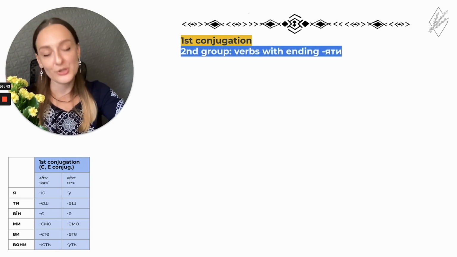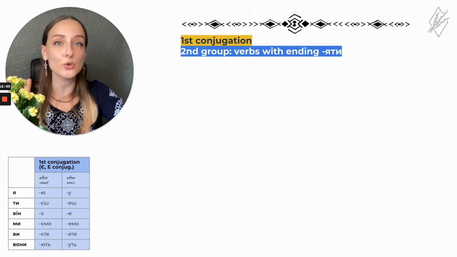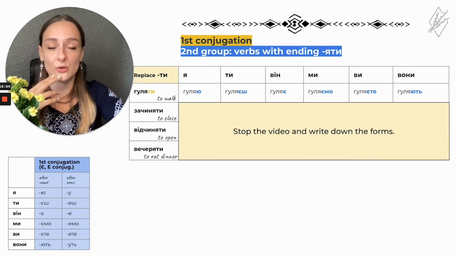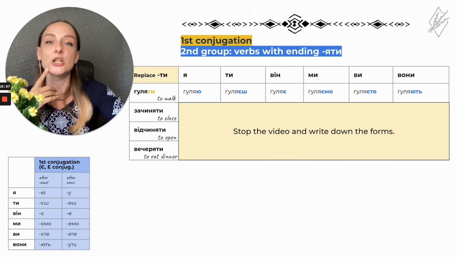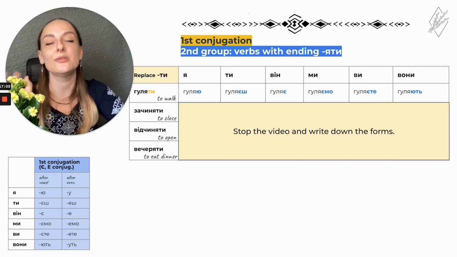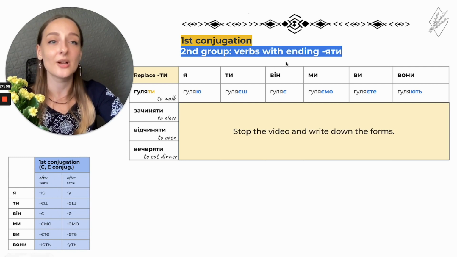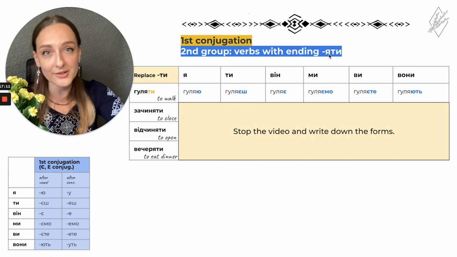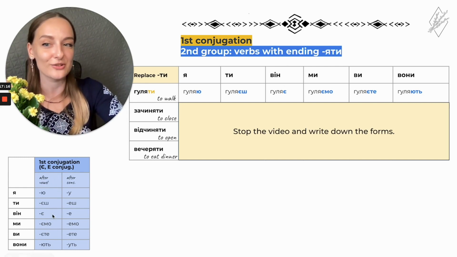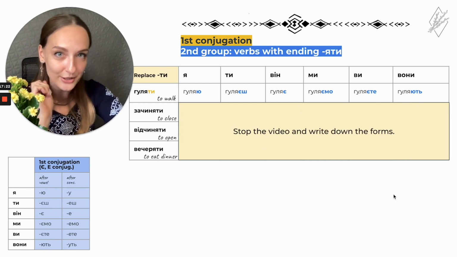Second group, for the first conjugation, ending yati. There are not so many of them, especially on A1 level, but still we need to know what to do with them. So, the same as for ending ati, if it's a rule, we need to drop ending ti and to use first set of endings, because there will be letter ya left in the stem, which is a vowel. Я гуляю, ти гуляєш, він гуляє, ми гуляємо, ви гуляєте, вони гуляють. You can see these endings here as example.